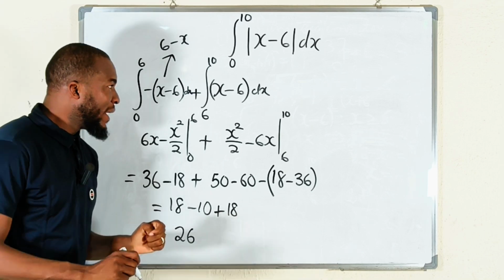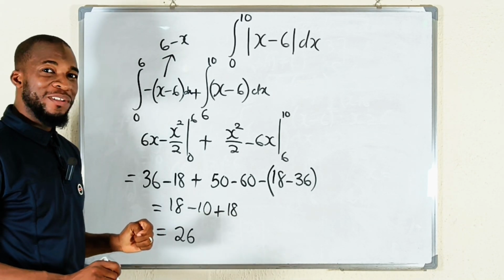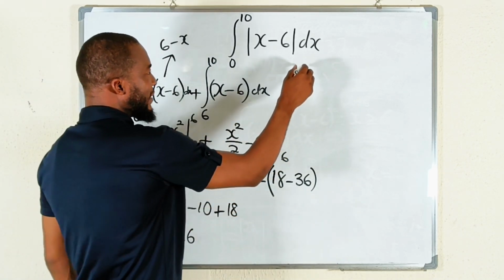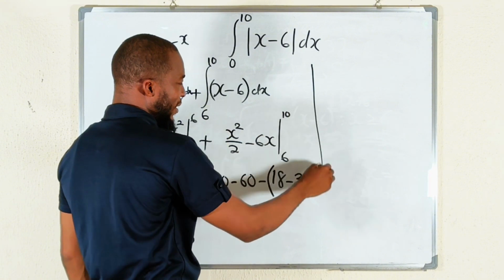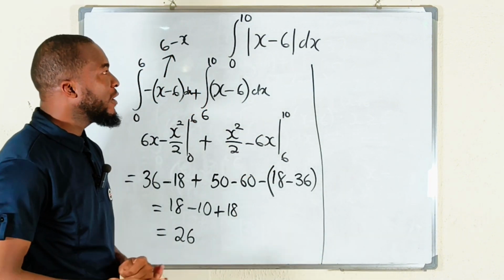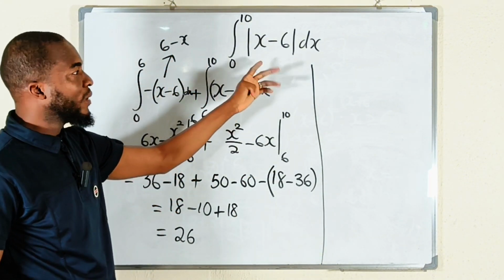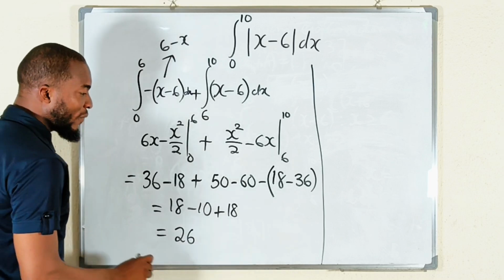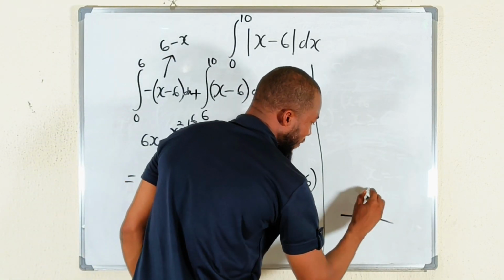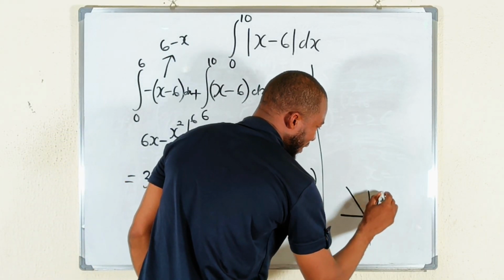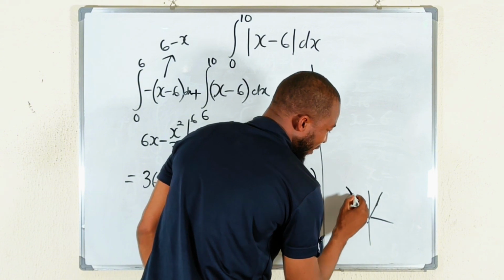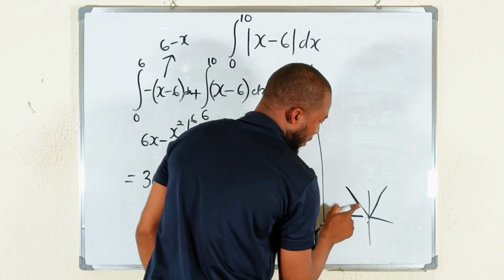So this is 26. But let me see, can I actually do the second method there? Well, you don't know, but let me see. What I would like to do here is to sketch it. The graph of the absolute value of x is just something like this from the origin. It takes a turn immediately.